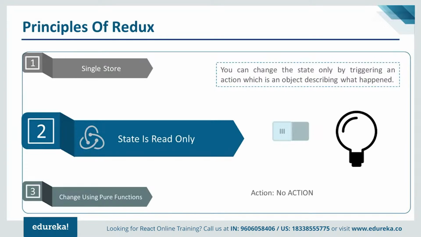Now we'll talk about the second core principle, that state is read-only. This means that the only way to mutate state is to emit an action. I repeat, the only way to mutate the state. When I say mutate the state, it means that you can update the state. The only way to mutate the state is to emit an action which describes a user intent. So we can only change the state in Redux by triggering an action, which is an object describing what has happened. As you can see, when the action is switch on, the bulb comes on. It is giving us the light. This is an action based on the user intent, and that is the only way we can mutate the state in Redux.